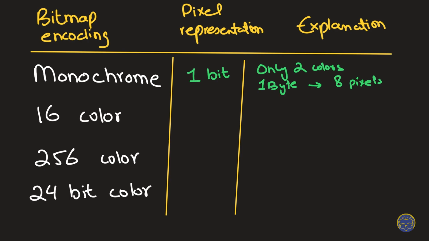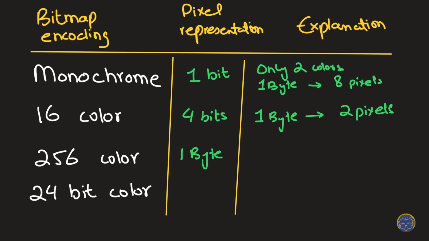Then we have 16 color. For 16 color we'll require 4 bits. So in 1 byte we will have 2 pixels. And then for 256 color it is 1 byte, so each byte will store 1 pixel. Then we have 24-bit color. So 24-bit color is 24 bits or 3 bytes.